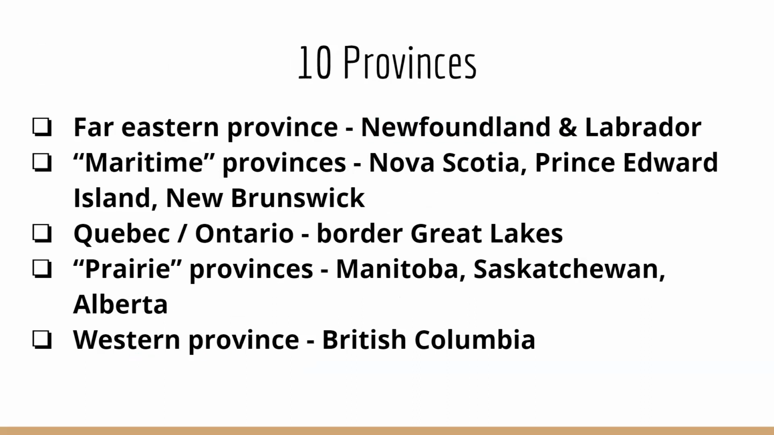So when we're looking at those 10 provinces, we have our far eastern provinces, which would include Newfoundland and Labrador, and we also have our maritime provinces, which is Nova Scotia, Prince Edward Island, and New Brunswick. Quebec and Ontario are the provinces that border along the Great Lakes, and our prairie provinces, which would often have similar physical features to the Great Plains of the United States, would include Manitoba, Saskatchewan, and Alberta. And then rounding off our 10th province is British Columbia, which will look a lot like the Pacific Northwest as far as physical geography in the United States.